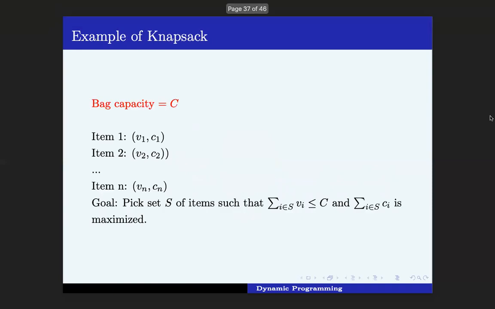Okay. So what you have been given is basically a bag of capacity C, and the items, item 1 to item n, and each item i has a volume v_i and a cost c_i, right? And the goal is to pick a subset S such that the sum of the volumes of S is less than C, and the sum of the costs of them all is maximized.